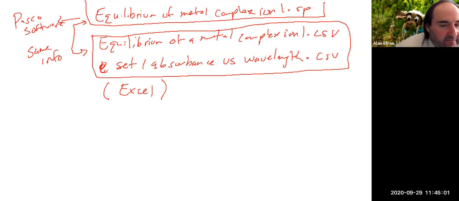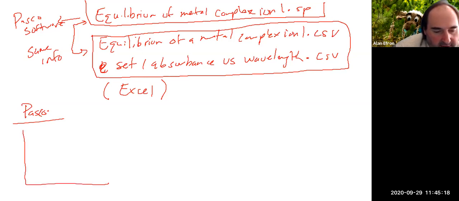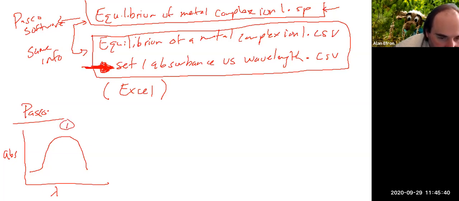You could either use the Pasco software and analyze it through there, or you could use Excel and make it yourself. But in each of these files, either the one Pasco file, you will find both graphs. You will find technically a graph that will look something like this, which is the absorbance versus wavelength, which is this file right here, the Excel equivalent. So this graph that you could find in the Pasco file, once you open it, is this Excel file here. So this is the same equivalent. We'll call it number one.